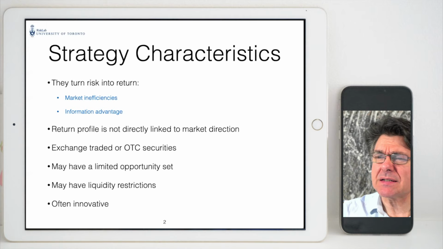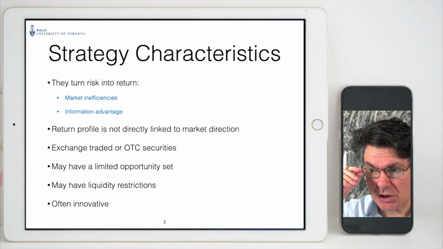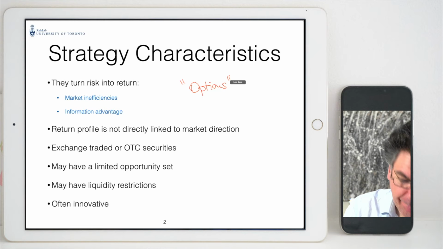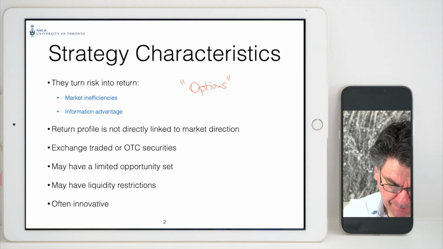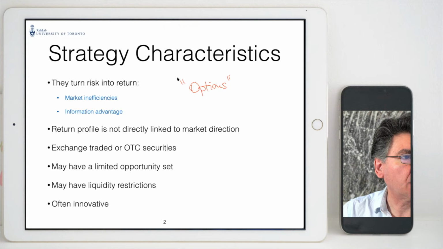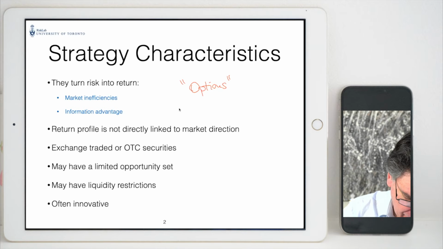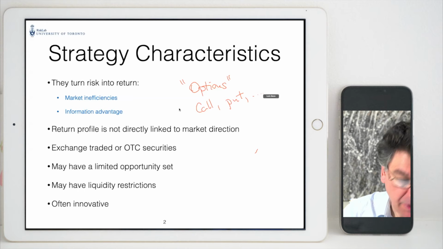Let me ask a question, and also please answer in the chat. Do you know what financial options are? Options. Let's check the chat. Let's see. Tell me if you know what options are. Financial options. Like call options. Call options, put options, etc.